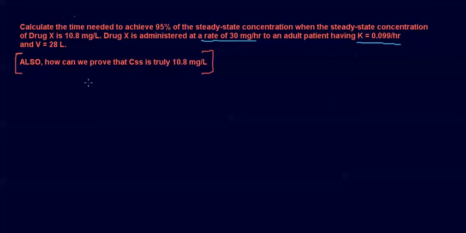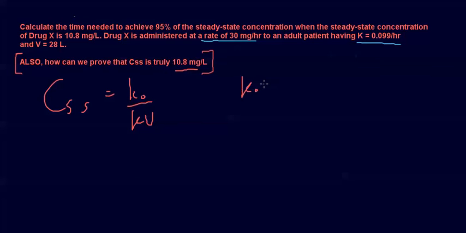Okay, so I just copied this from before, and I wanted to touch upon this last question, and I kind of made a mistake from before, so I fixed it. I wrote steady state as something else, but this is what it actually is. Okay, so how can we prove that CSS is truly 10.8 milligrams per ml? Okay, so we know the CSS formula, right? Just K0 over KV, because T is large. We're assuming that steady state is achieved when T is super big.